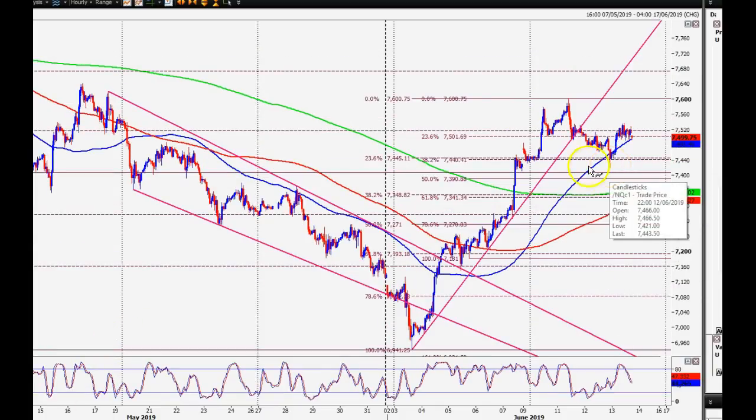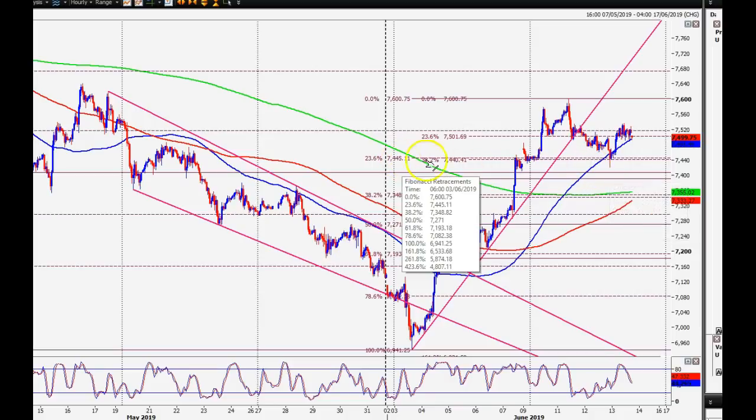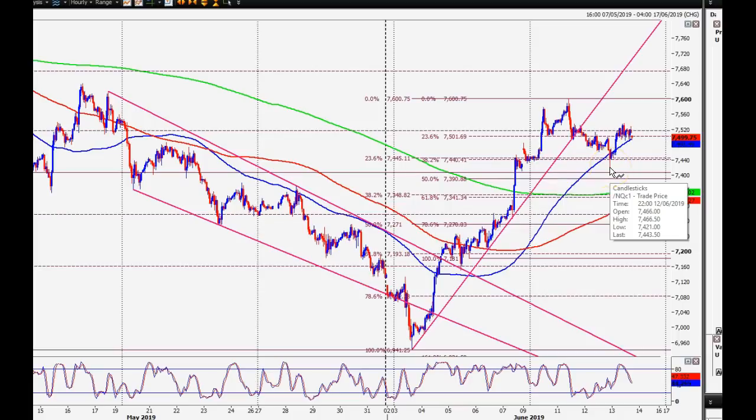Nasdaq blipped below my 7445, 7440 support. Maybe enough to trigger a stop because we got down as far as 7421. So that is frustrating, especially as we bounce back so nicely. So let's see what happens if we hold above 7,500, 7490 today. That's going to be positive.